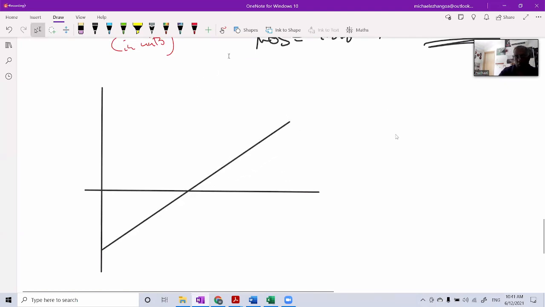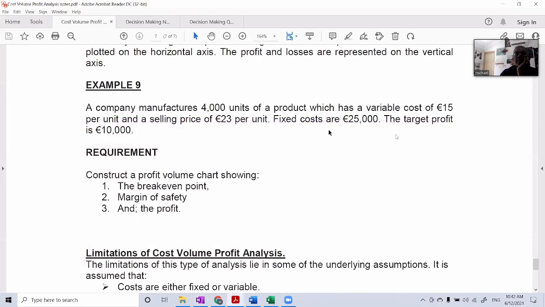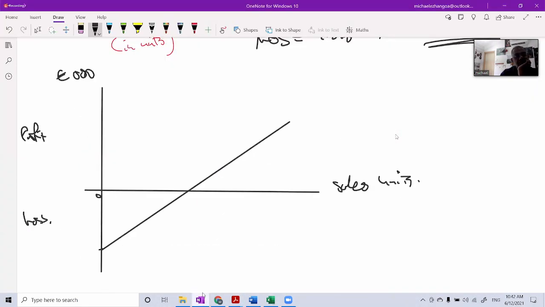Now, this is in value. Above 0 is profit, but below 0 is loss. The graph will start here, on the sales units axis. If you don't sell anything, that means your loss will be equal to your fixed cost. Fixed cost in this example is 25,000. Now this point here is the break-even point. So let's do some calculations.